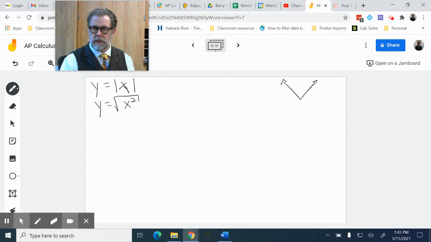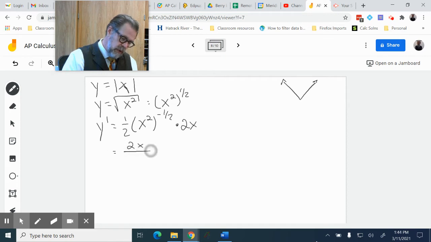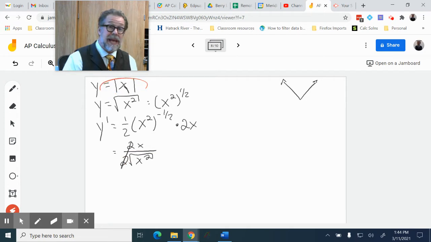We square a number, it becomes positive. We take the positive's root, it goes back to the original number, but it's now a positive. We've eliminated the negative. And then we can write this as x squared to the 1/2 if we write it as a power. And this becomes a simple derivative. We've got power rule, 1/2 x squared to the negative 1/2 times chain rule. The derivative of x squared is 2x. Rewriting this, we have 2x over 2 times the square root of x squared. The 2's reduce, and we may notice that the square root of x squared is in fact absolute x.